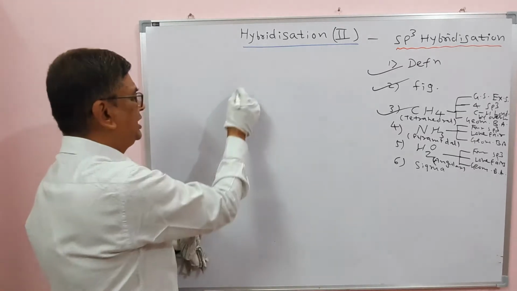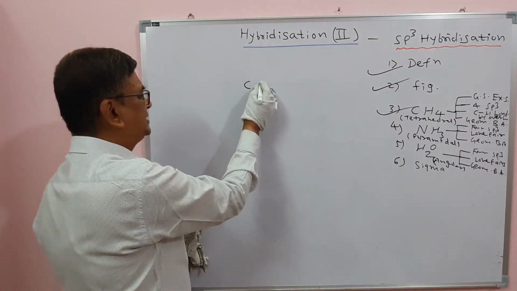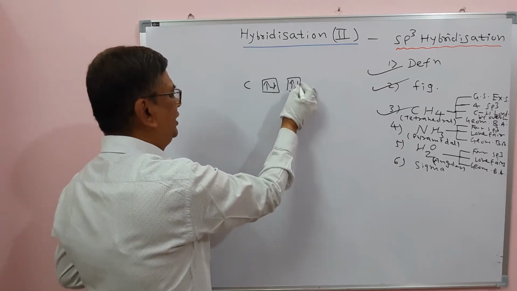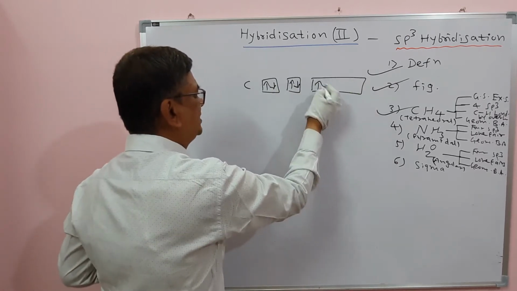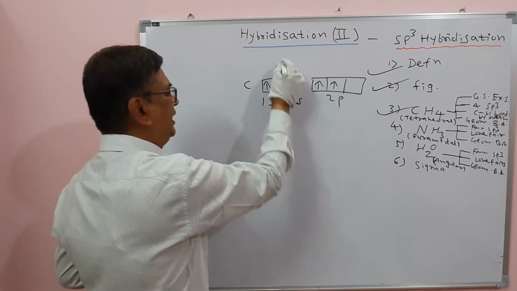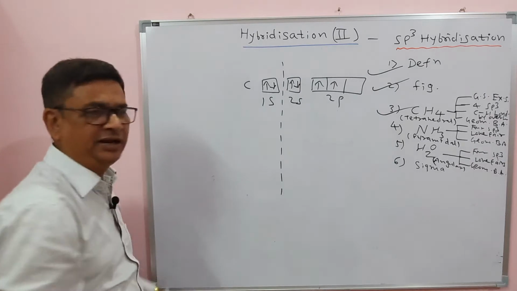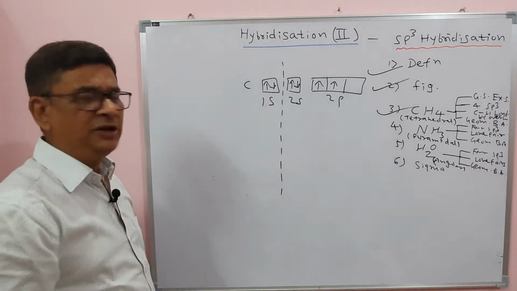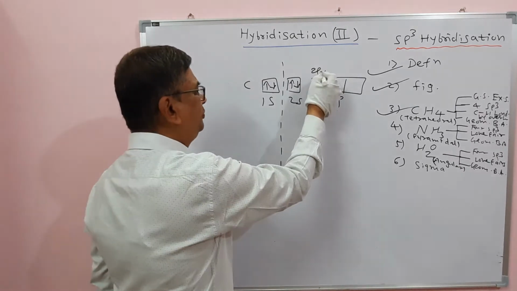Now what happens, carbon has atomic number 6 and its configuration is 1s2, 2s2 and 2p2. It is 1s2, 2s2, 2p2. I am showing the difference between the inner and outer shell. There are only two unpaired electrons. They are here in 2px and 2py.